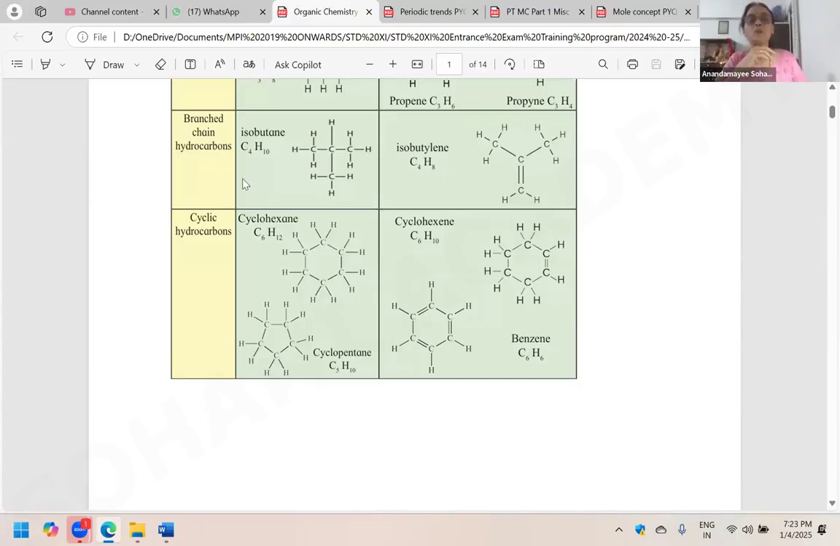So they may ask you what is the difference in the molar mass of isobutane and isobutylene. So you must know what is the formula for isobutane, what is the formula for isobutylene, then what will be the difference in both, and then what will be the difference in their molar masses.